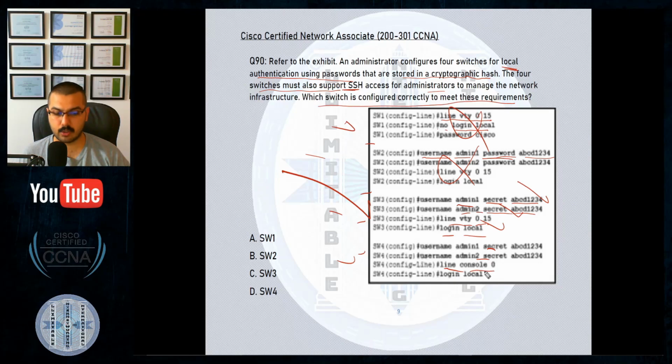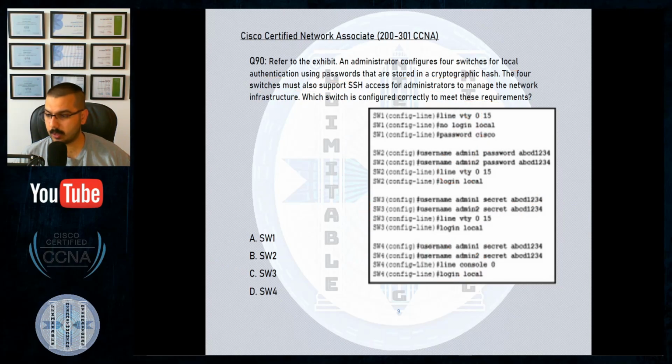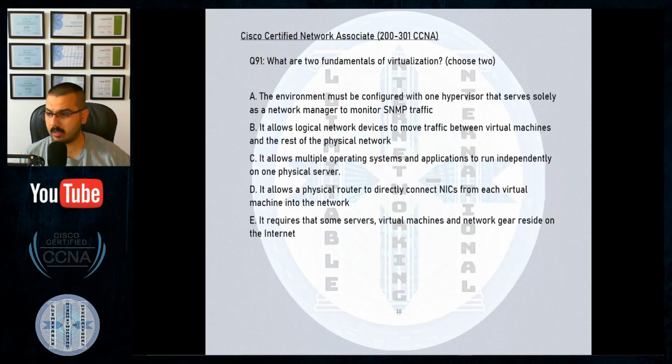Switch 4 enabled line console 0 and login local, but nothing about line vty, so SSH will not be enabled. So only switch 3 has the correct config, and its config should be copied and pasted in all the other 3 switches to operate as it should.